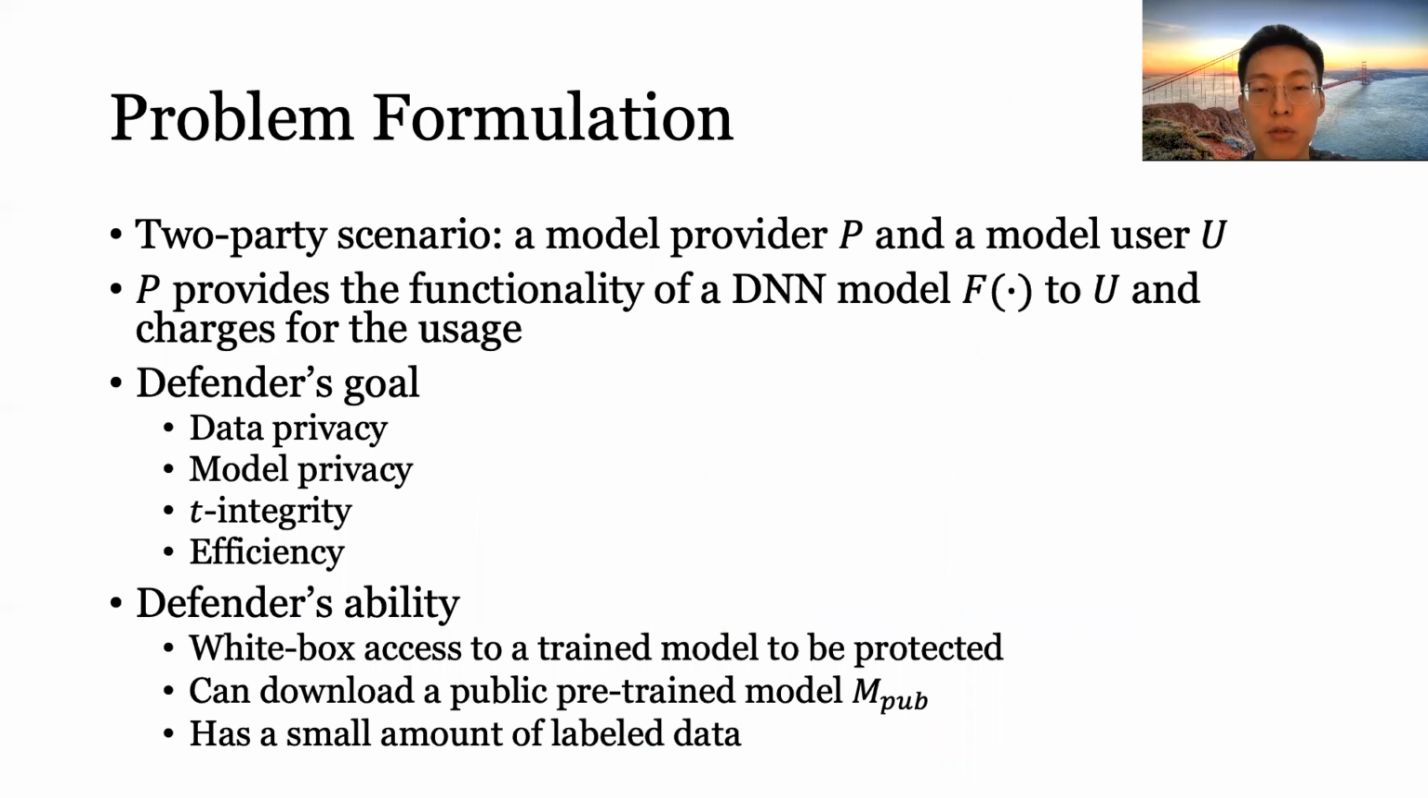We focus on a two-party scenario, including a model provider P and a model user U. P provides the functionality of the DNN model and charges for the usage. The defender's goal is fourfold. Data privacy and model privacy should be protected against the other party. TEE integrity means the probability that the framework produces an incorrect output is less than epsilon. Finally, the inference process should be much more efficient than the vanilla TEE-based implementation.